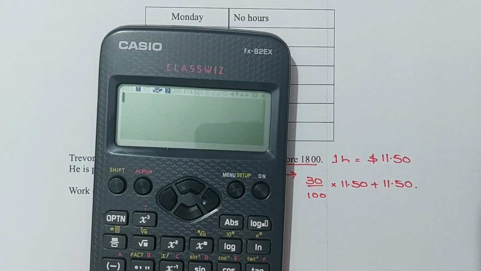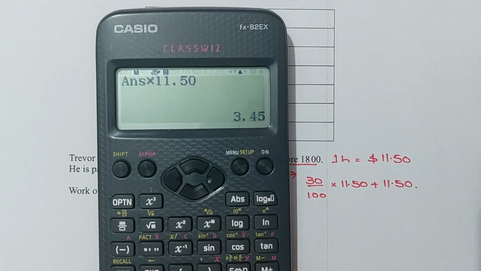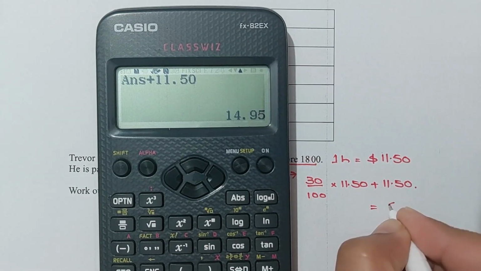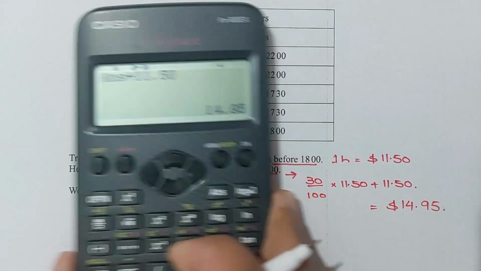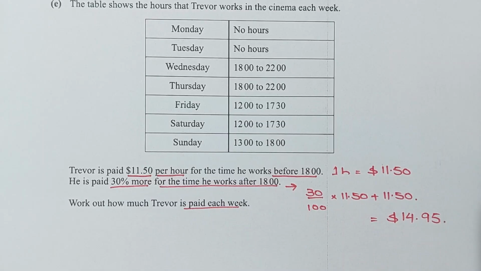30% is more. 30% of 11.50 added into 11.50 is $14.95. He will be paid this when he works after 18, right? Okay, Monday, no hours, right?